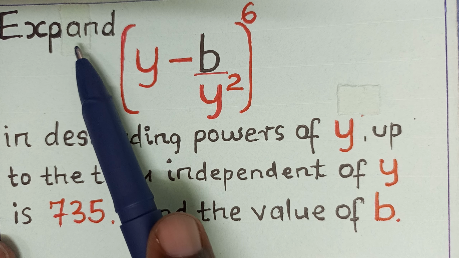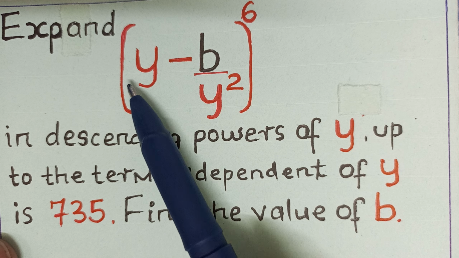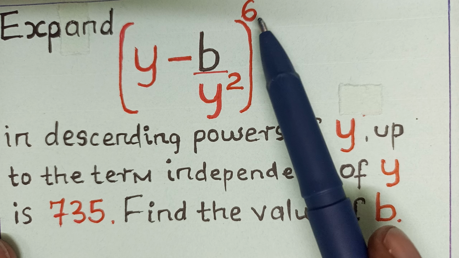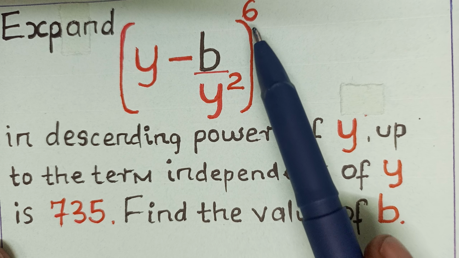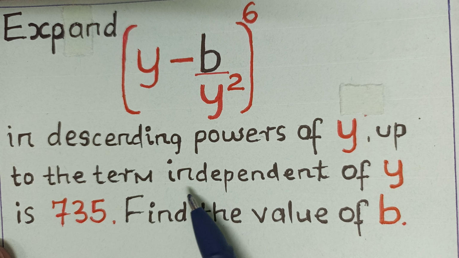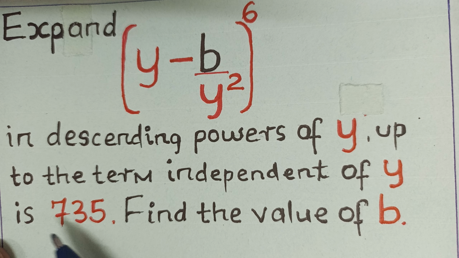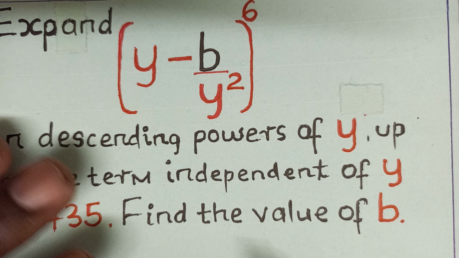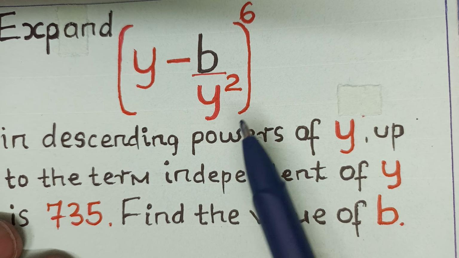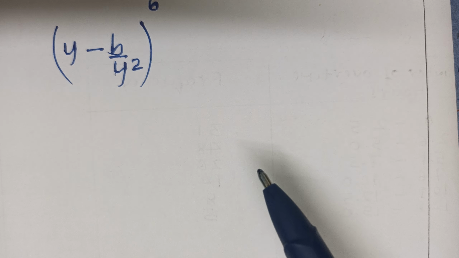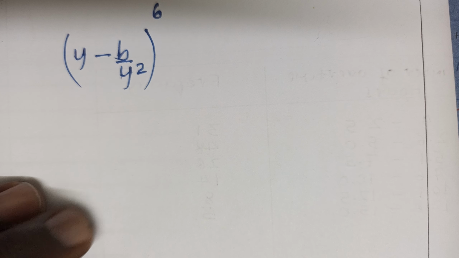I read the question first. Expand (y minus b over y squared) all raised to 6, in descending powers of y up to the term independent of y is 735. Find the value of b. We are expanding this term in descending powers of y, and that's what we are going to do up to the term independent of y.